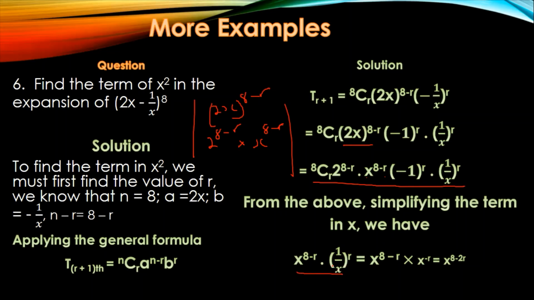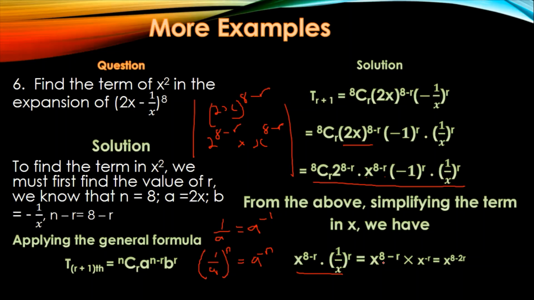Now bringing them out here, we can see that we have x raised to the power of 8 minus r and 1 over x. If I have 1 over a, it can be simplified to give a raised to the power of minus 1 from indices. If I also have 1 over a raised to the power of, say, n, this will give me a raised to the power of minus n. So meaning if I have 1 over x raised to the power of r, it will be simplified to give x raised to the power of minus r.